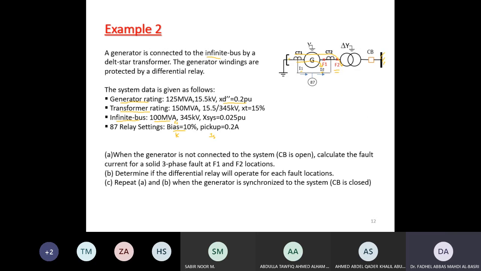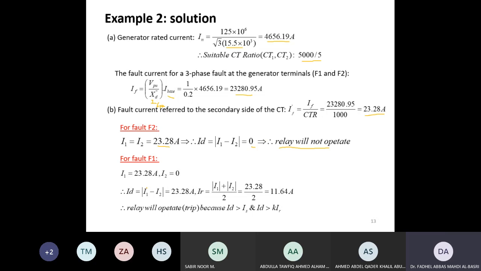When a fault is either here or anywhere beyond the two CTs, the differential relay should not operate because it is an out-of-zone fault.